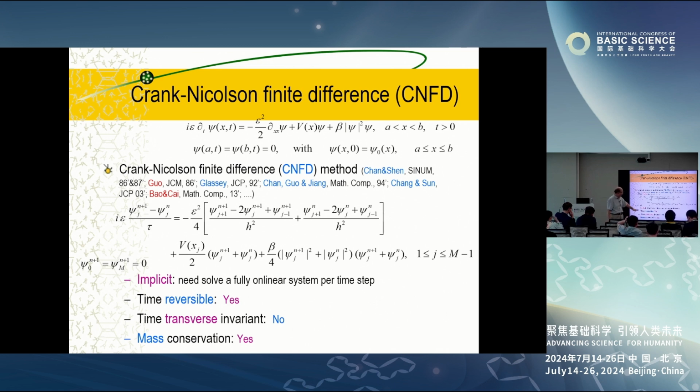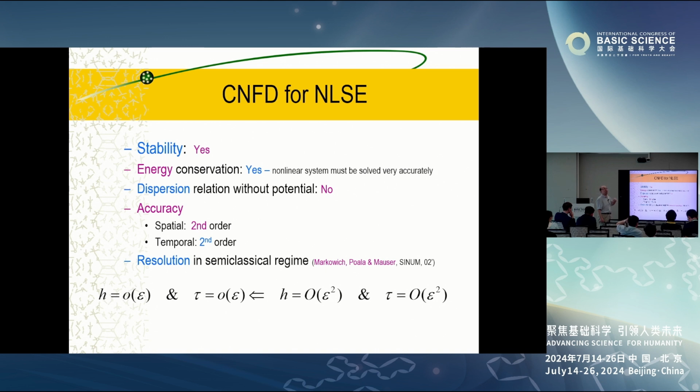And the scheme is time reversible. Time transverse invariant is not. Mass conservation is yes. And this is maybe the only scheme which has mass conservation and energy conservation. And dispersion relation is not preserved. Accuracy in space is second order, in time second order.